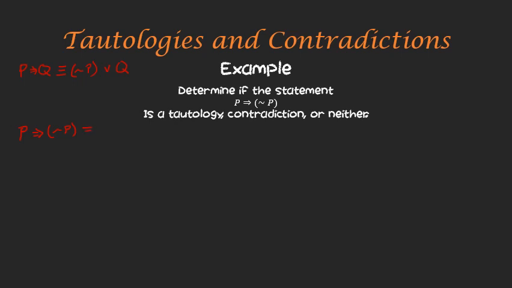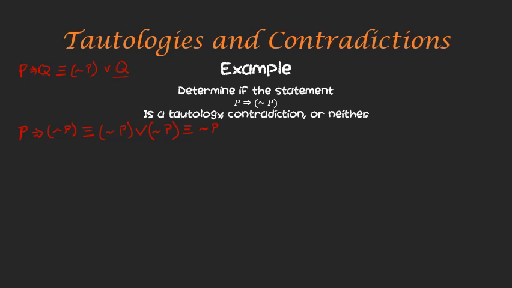So P implies not P is the same thing as, so hypothesis P, conclusion not P. So not P is really Q up in here. That's going to go in for not P. So what we have here is not P or not P, which is really just the same thing as saying not P, right? If I say I'm going to the movies or I'm going to the movies, well, it must be true that you're going to the movies then, because you just said the same thing twice with the disjunction.